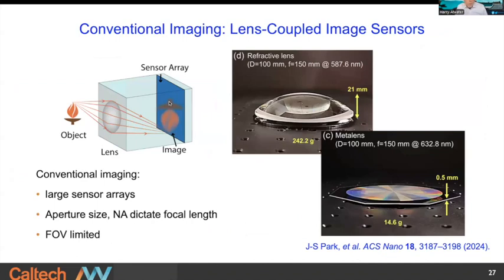So I want to finish by talking about conventional imaging and comparing that with metasurface imaging. And of course, you already know that metasurfaces are replacing, in some cases, conventional bulk optics, leading to a reduction in thickness and a reduction in weight. Conventional imaging with lens-coupled image sensors involves large sensor arrays and an aperture size that's matched to the lens size, which is matched to the aperture size of the image sensor, and the numerical aperture dictates the thickness or the focal length. And typically the field of view is limited, oftentimes apertured by the objective lens itself.